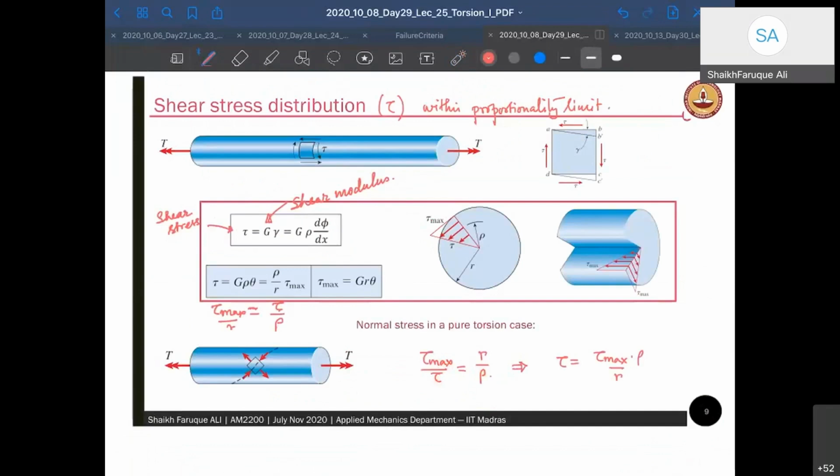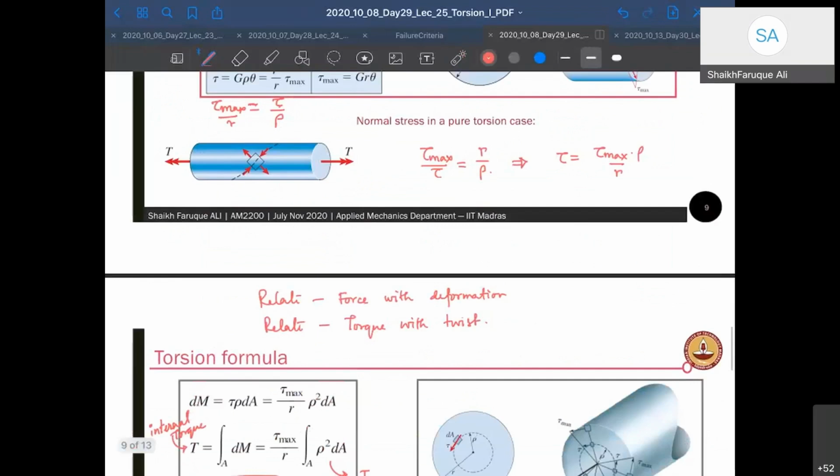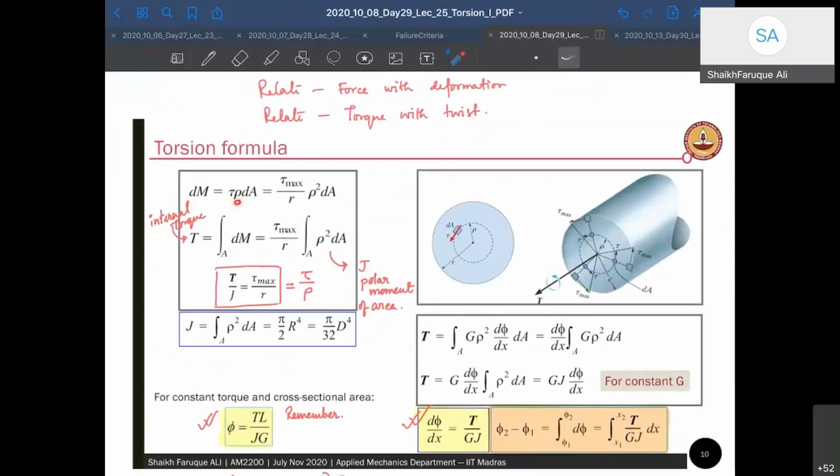Okay, so I can replace that with this, and that comes out to be tau max by r. There is another rho here, so that rho and this rho will multiply and become rho squared dA. Now what is the integral over the area of rho squared dA? It's the polar moment of area, right? So polar moment of area, we write it as J, so it becomes T by J is equal to tau max by r, which is equal to tau by rho.